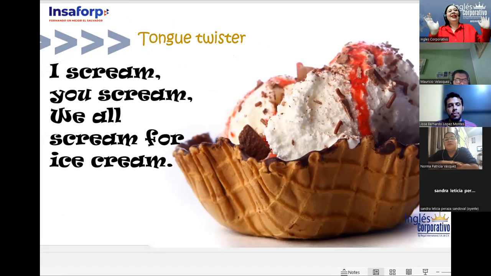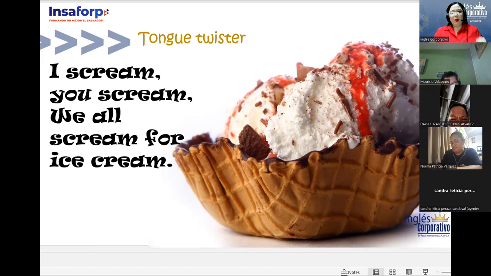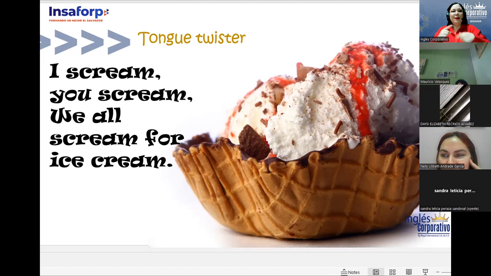A ver. Este es ice cream. You scream, you all scream for ice cream. Okay. Vamos a tratar de decirlo rapidísimo, ¿ok? Abramos el micrófono como que fuera el mercado de Santa Tecla. Bueno, que ahora ya no hay en la calle, ¿verdad? Pero así, como era antes. Vamos a ver, todos. Ice cream, you scream, we all scream for ice cream. Okay, faster. Three times faster.